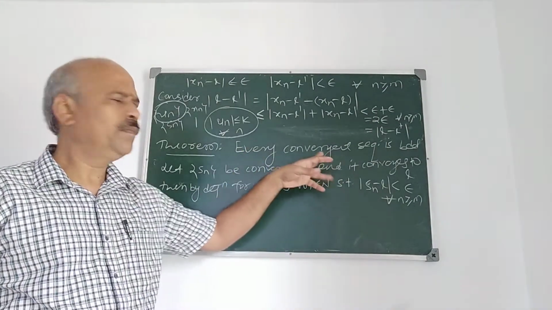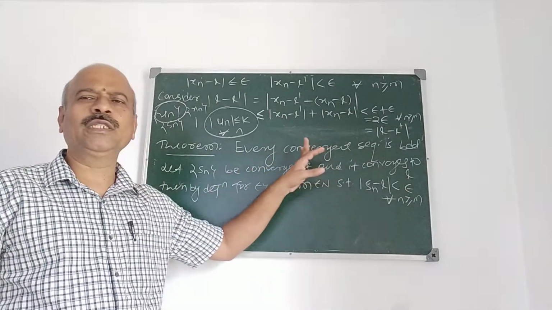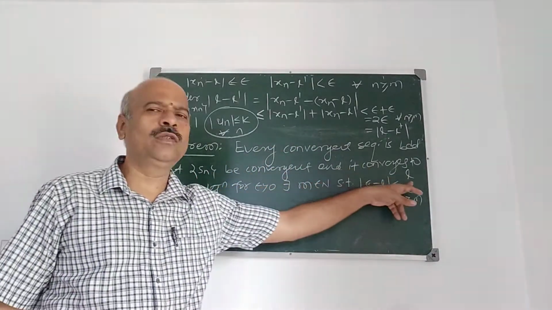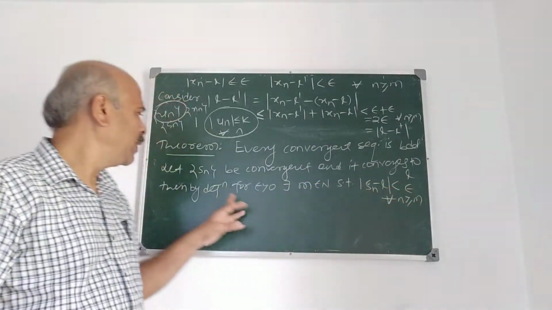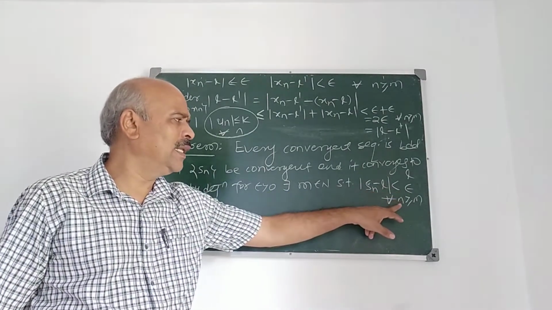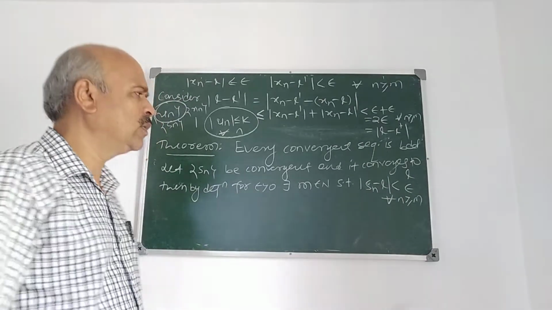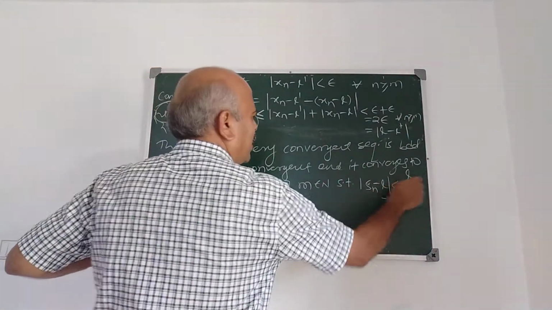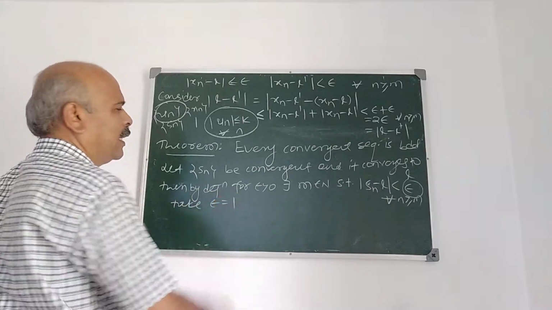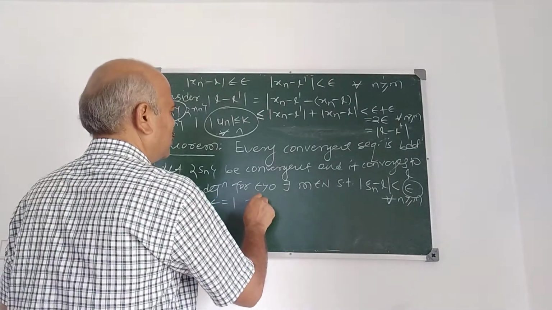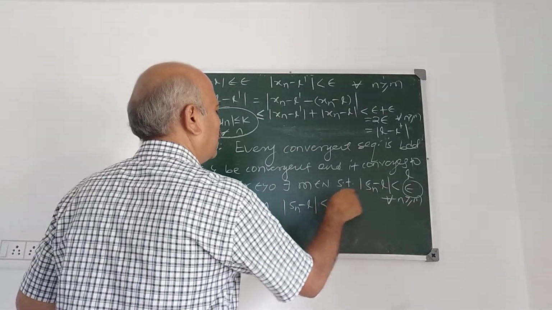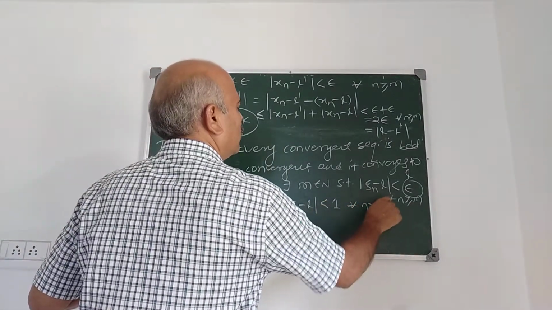What are we proving now? Every convergent sequence is bounded. Suppose Sn is a sequence which converges to L. Then by definition of convergence, mod Sn minus L is less than epsilon for all n greater than or equal to M. Epsilon is arbitrary here. Take epsilon equal to 1. Then what happens? Mod Sn minus L is less than 1 for all n greater than or equal to M.